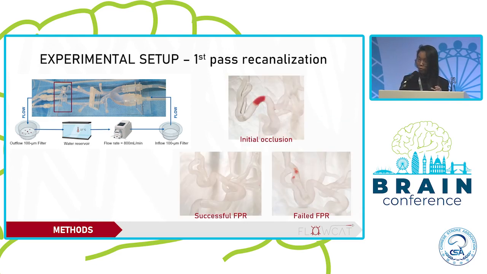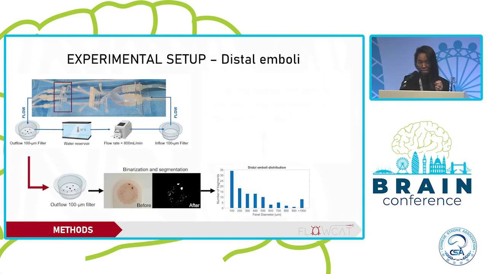And we only performed 1 attempt per each case, because we were going straight forward to assess the first pass recanalization. Here's an example of the initial occlusion, and an example of a successful first pass recanalization, which is a non-remnant occlusion detected in the initial occlusion site, either on the distal branches of the same territory or new territories. And then on the right side, you can see an example of the failed first pass recanalization.